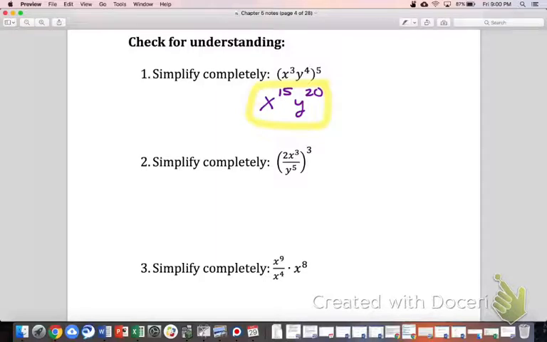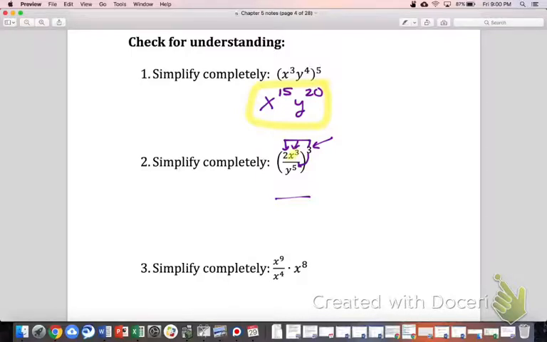Okay, number 2. This one I would say is probably the trickiest of this group. We've got a quotient raised to a power. It's really important that we realize that this exponent, this 3 out here, is going to apply to all of the factors inside the quotient. So this exponent of 3 applies to the base of 2, the base of x cubed, and the base of y to the 5th. And in each case, we're going to multiply the exponents. I am going to save the 2 for the end because that is probably the most commonly mistaken part of this. So I'm going to focus first on this x to the 3rd.